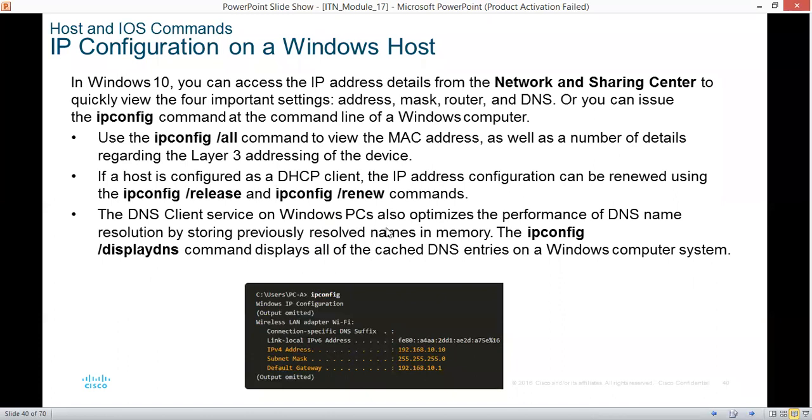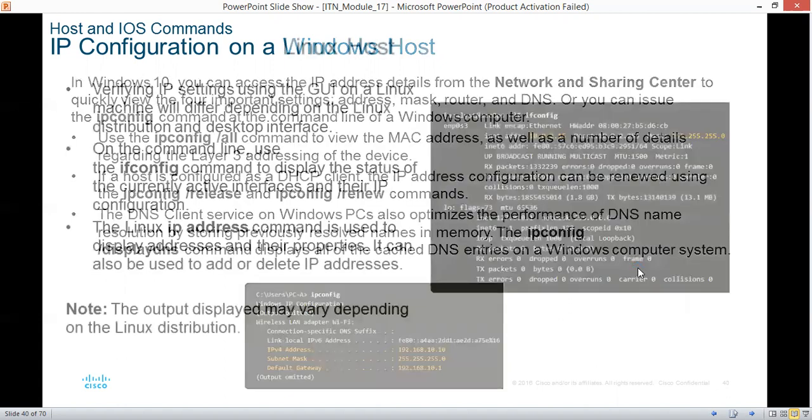The DNS client service on a Windows PC also optimizes the performance of DNS name resolution by storing previously resolved names in memory. The ipconfig /displaydns command displays all the cached DNS entries on Windows. Once Windows captures some of these domains, they will be in the browser and on Windows, so the next time you try to connect to such a site, it opens. Most of them you can see in your cache memory. So what we're saying is that when you type ipconfig /displaydns, it will show you all those DNS entries. Please, you could try that on your system and see.